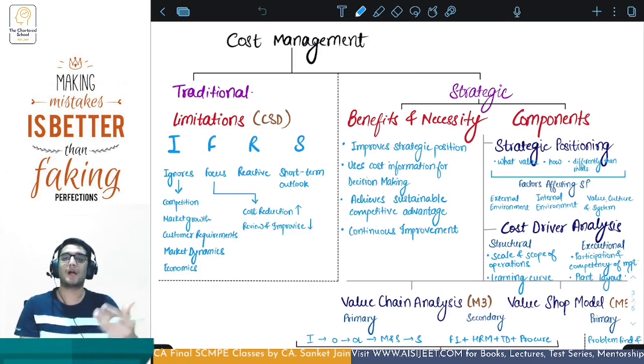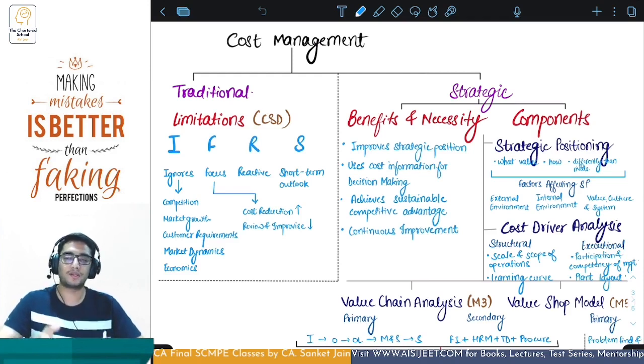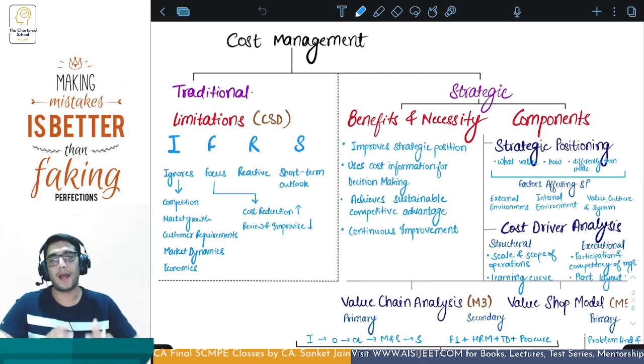Then similarly, market dynamics, like market growth and competition, market dynamics and economics, is not considered under the traditional cost management, or TCM. Okay, so you can learn it this way: IFRS, I means ignore. And ignores what? Competition, market growth, customer requirements, market dynamics, and economics.